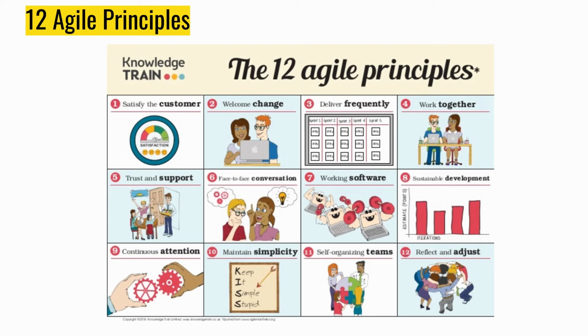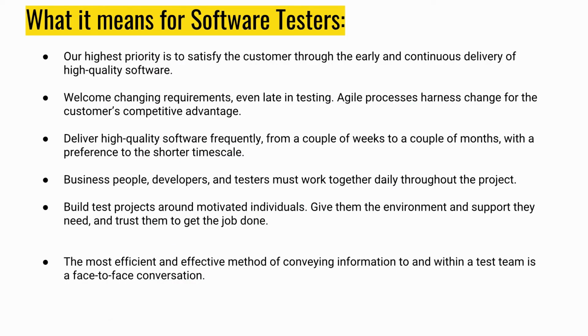Work together, trust the support, face-to-face conversation. As you can see, working software, sustainable development, and all of these things. So basically the core points are now made into 12 principles. Okay, so how can we leverage that from agile software development into software testing?